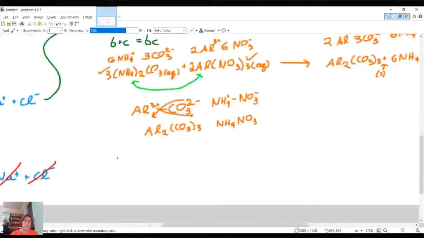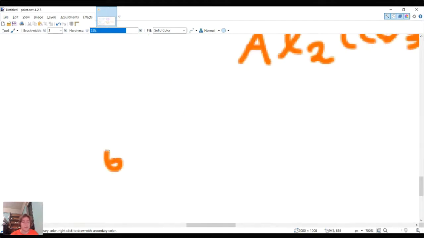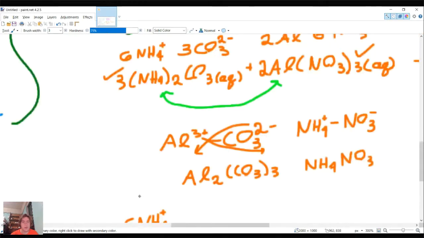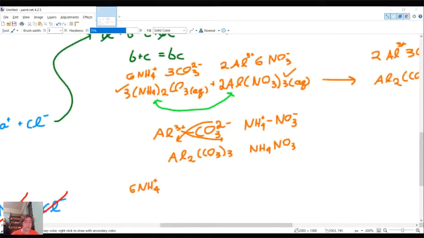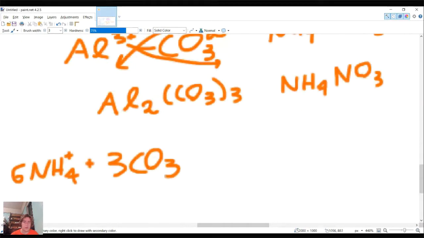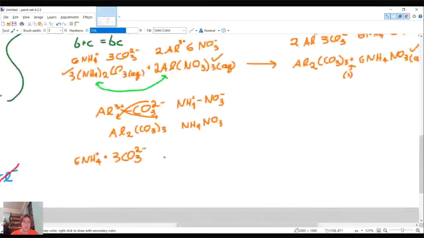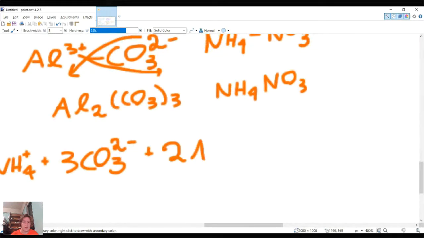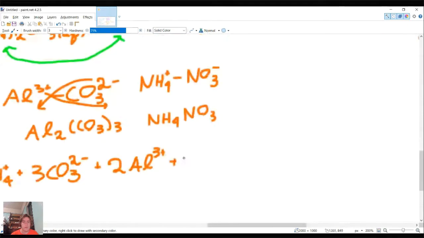So what we need to do here is look at the coefficients and think about how many are in the product side, or the reactant side rather. And there's 6 ammonium ions, 6 NH4+, and this is because there's already 2 in the compound, and there's 3 compounds, so there's 6 of them. And there's also 3 carbonates, CO3 2-, 2 aluminums, and then 6 nitrates.